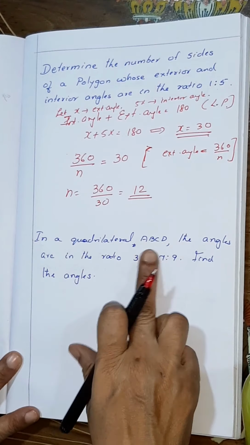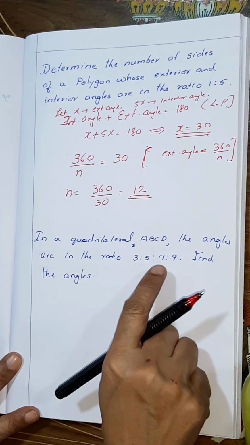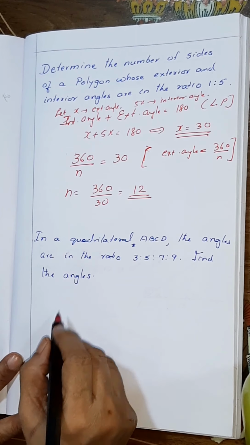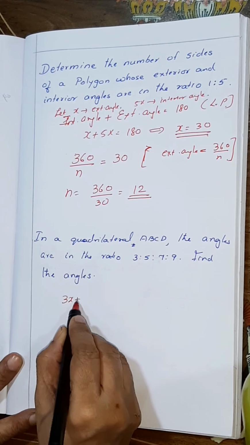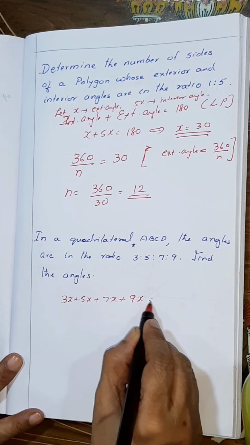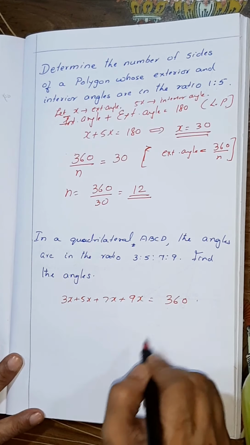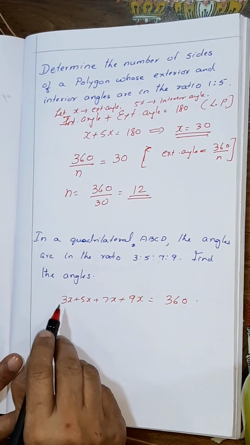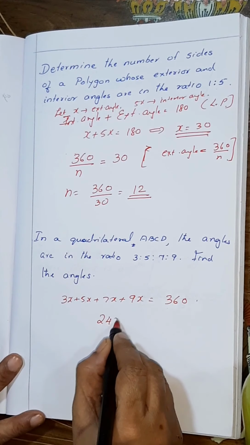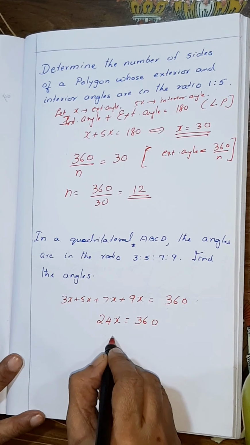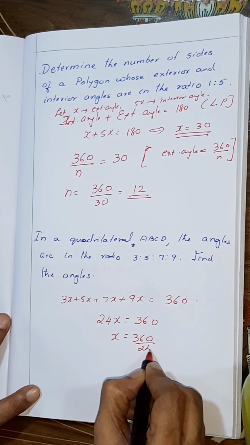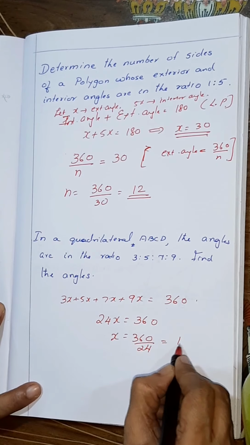In a quadrilateral ABCD, the angles are in the ratio 3:5:7:9. Find the angles. So we are going to use the angle sum property. So 3x plus 5x plus 7x plus 9x is equal to 360. 24x is equal to 360. So from that x is equal to 360 by 24, you get it as 15 degrees.